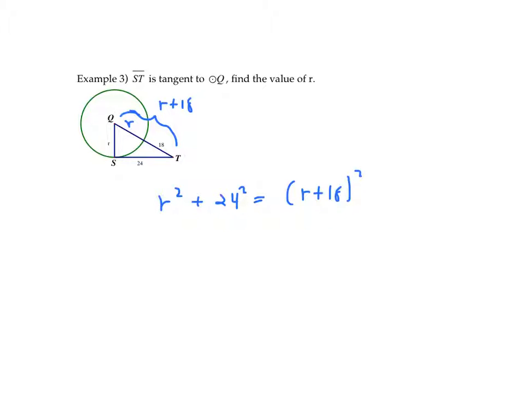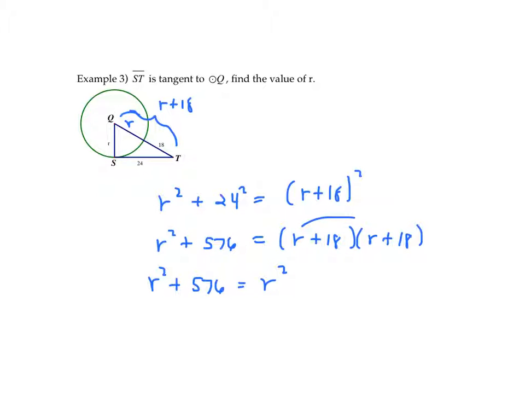Okay, so if we do the math there, we have r squared plus 576. That's 24 squared. Now, when you do r plus 18 quantity squared, we need to write it out twice and use the FOIL method to multiply these two binomials. So we have r squared plus 576 is equal to r squared for the first terms, plus an 18r for the outer terms, plus another 18r for the inner terms, plus 18 squared on the end. And 18 times 18 is 324.